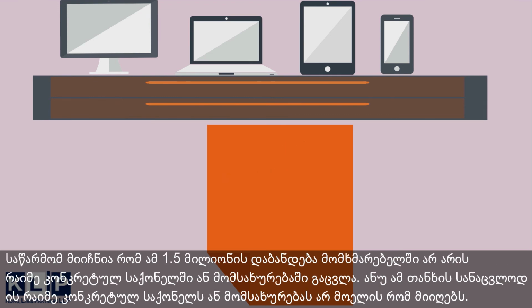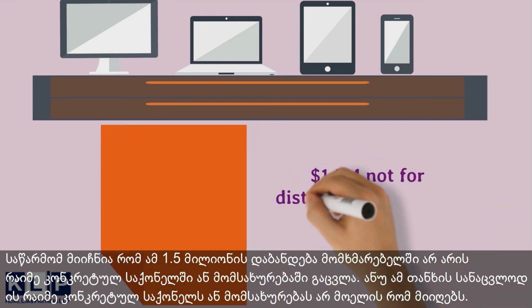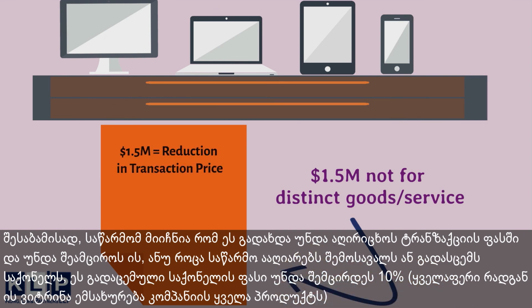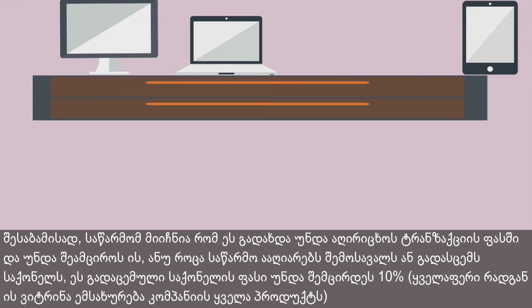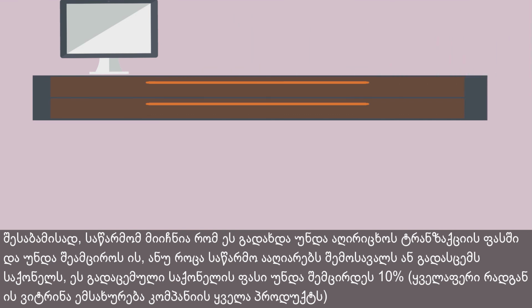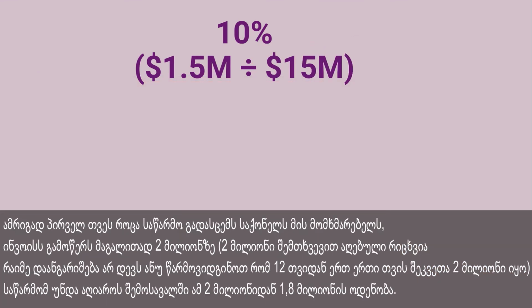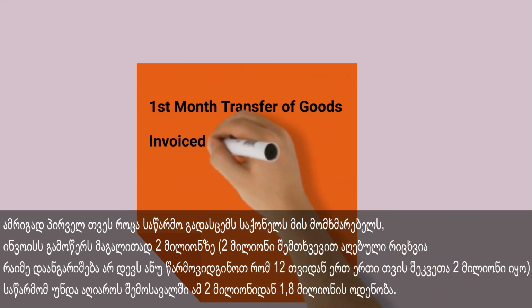The entity concludes that the payment to the customer is not in exchange for a distinct goods or service that transfers to the entity. Consequently, the entity concludes that the consideration payable is accounted for as a reduction in the transaction price when the entity recognizes revenue for the transfer of goods. As the entity transfers goods to the customer, the entity reduces the transaction price for each good by 10%. Therefore, in the first month in which the entity transfers goods to the customer, the entity recognizes revenue of $1.8 million.